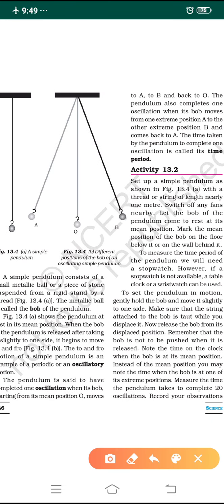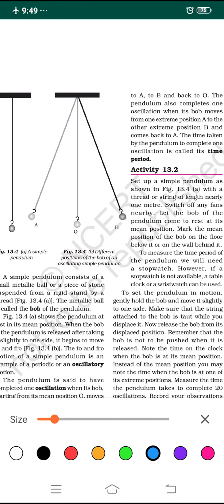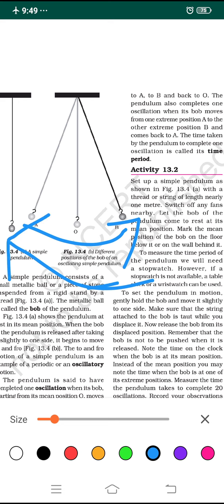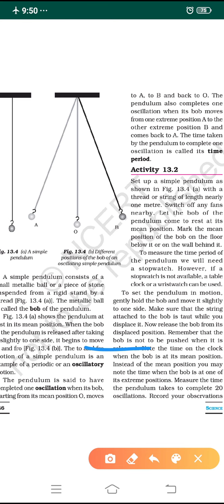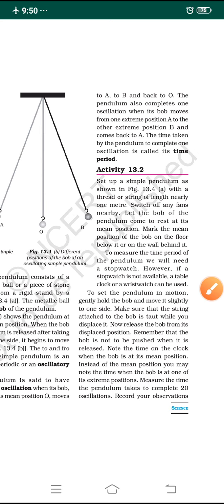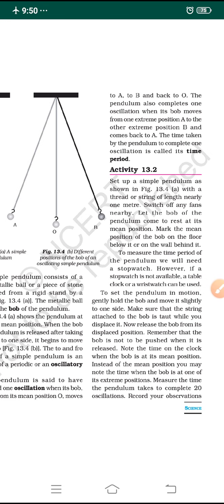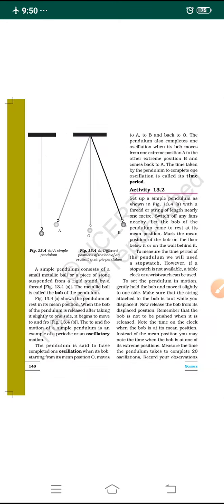You must measure the time taken by the bob to complete one oscillation. This is A to B, B to A. Like that it should complete 20 oscillations. You have to remember the time taken for the pendulum to complete not only one oscillation, but 20 oscillations, and you have to record those observations.